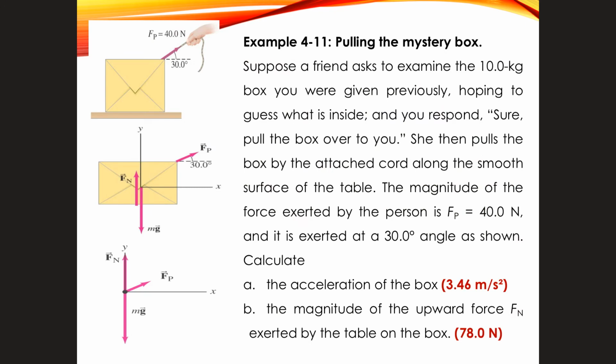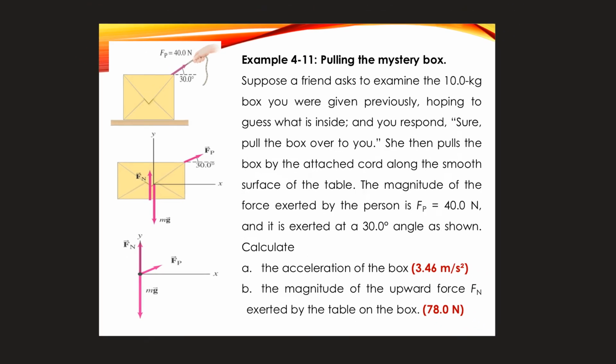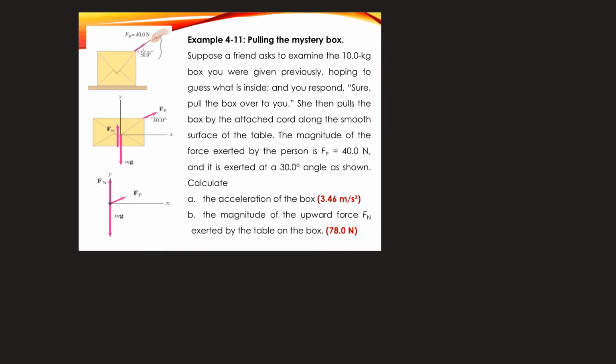Okay, we are going to draw the FBD for this object where you have Fy and Fs, which means that you need to separate that into components. You have one object and someone pulls with an angle of 30 degrees. Every object has mg, and then you have the normal force coming from the surface of the table. The question asks you to find the acceleration of the box.